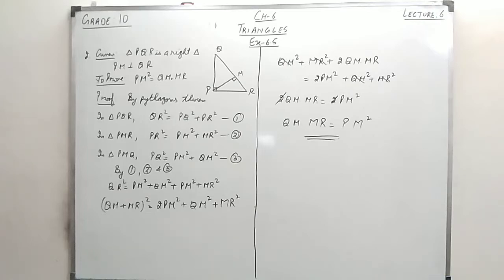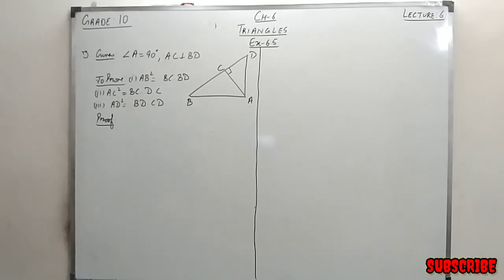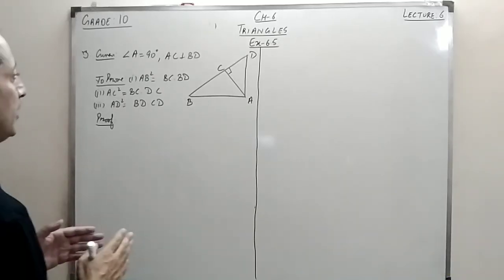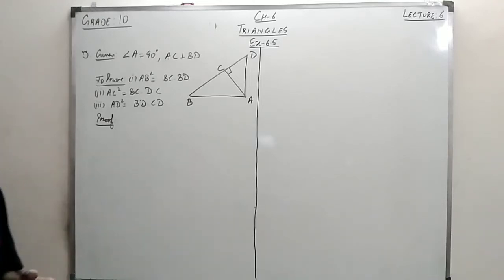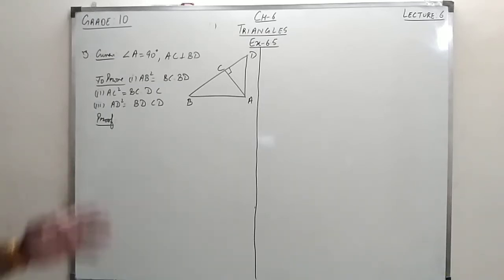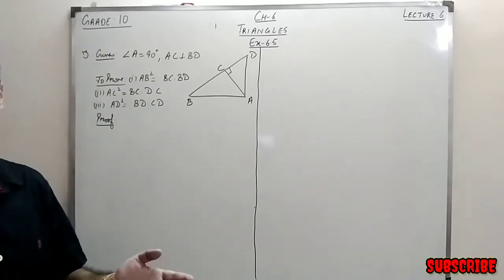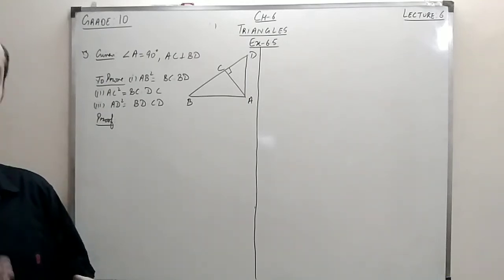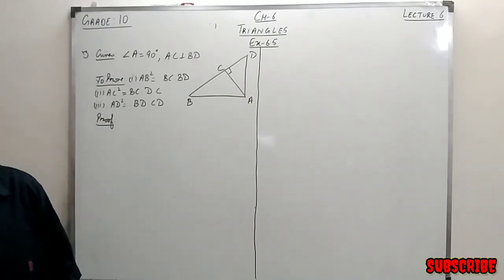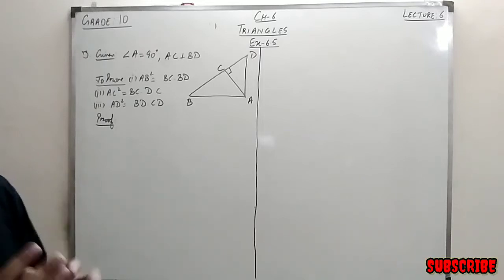Let's see the third question now. Now the third question is somewhat similar to the second question of this exercise. There we have used Pythagoras theorem, but here we can't use the Pythagoras theorem directly for all the parts. The second part is somewhat similar to the second question. There we have used the Pythagoras theorem, but here what we will do, we'll use the property of similarity.